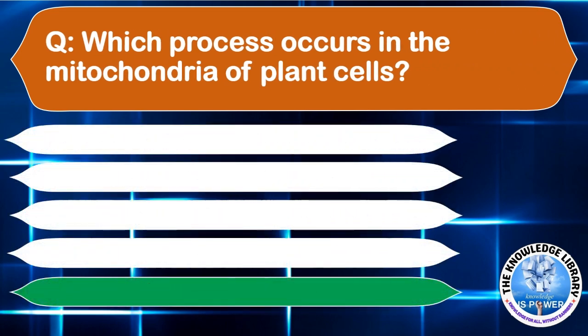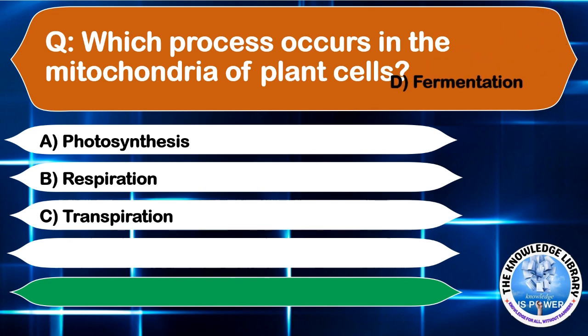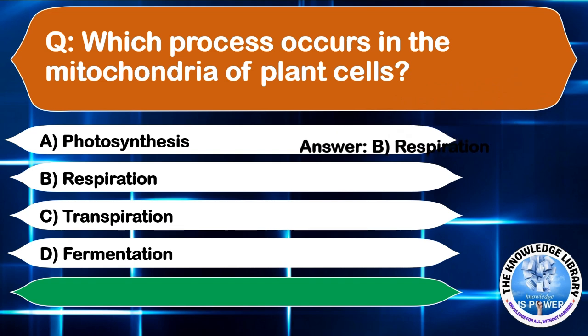Which process occurs in the mitochondria of plant cells? Option A, photosynthesis. Option B, respiration. Option C, transpiration. Or option D, fermentation. The correct answer is option B, respiration. Moving to the next question.